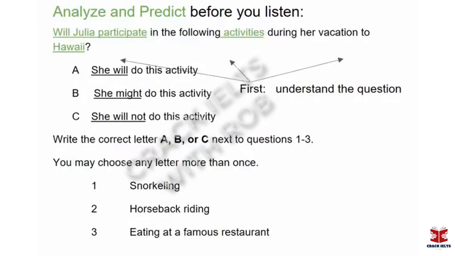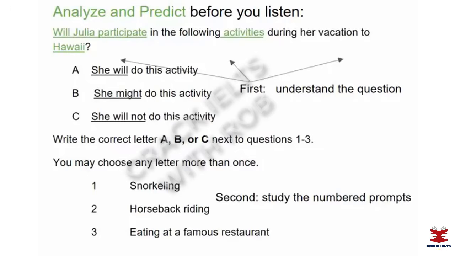So that's why I underlined, will Julia participate? Activities in Hawaii, because we need to keep straight that this is the specific information we're supposed to listen for. Okay, then of course, it's important to just keep in mind the three options in the question. She definitely will, she might, and she will not. So we can expect to hear some answers about these different activities in the passage. All right, so that's what you would do for the first step to understand the question.